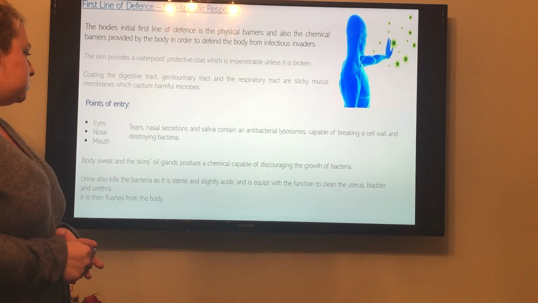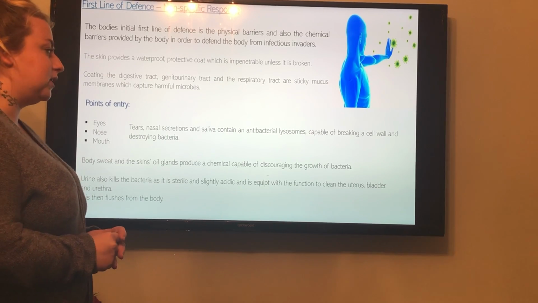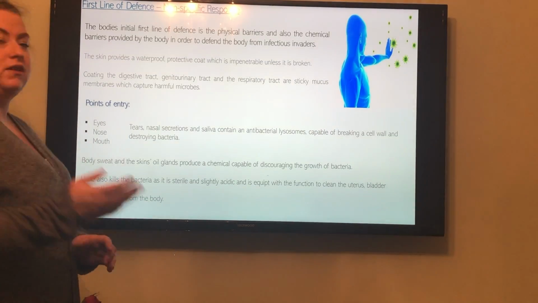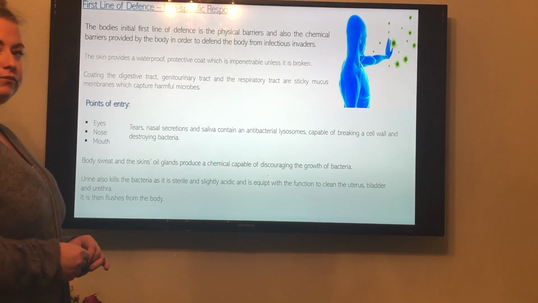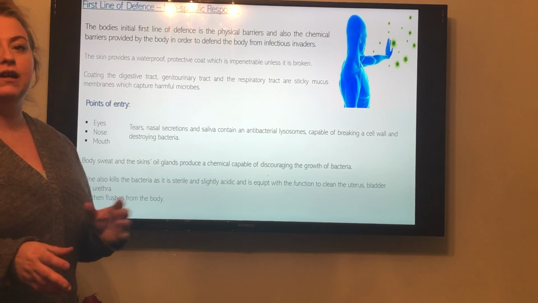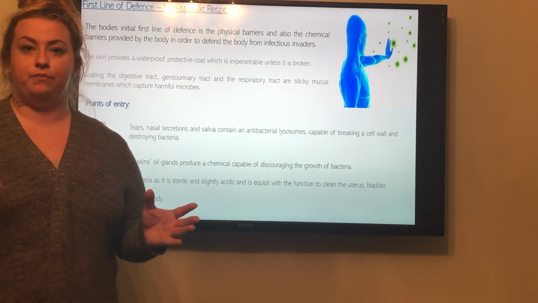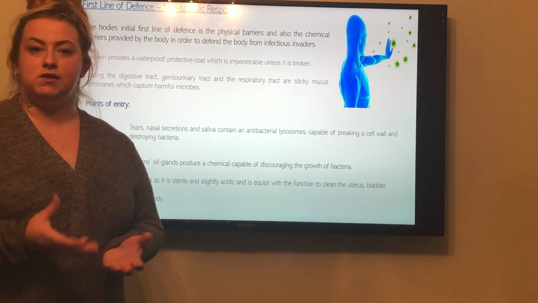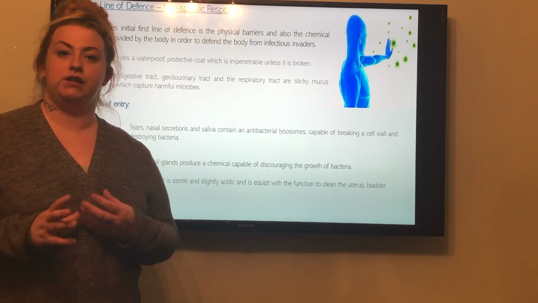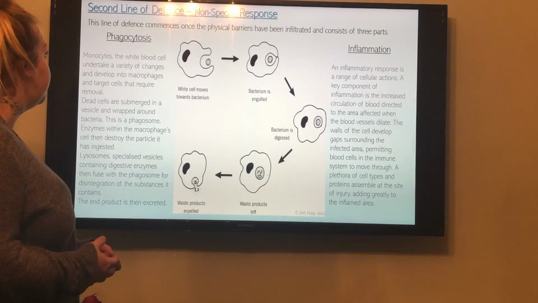And urine also kills bacteria as it is sterile and slightly acidic, and it is equipped with the function to clean the uterus, the bladder and the urethra, and it is then flushed from the body. If the bacteria is not immediately destroyed by the lysosome, they are enveloped inside mucus. The mucus envelopes them and takes them to the stomach, and it is here where they are shrouded in the protein digesting hydrochloric acid, destroying the harmful microbe.